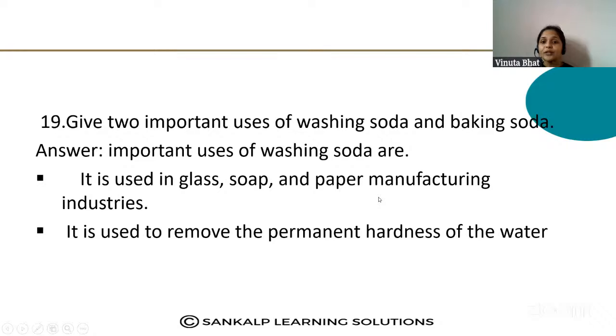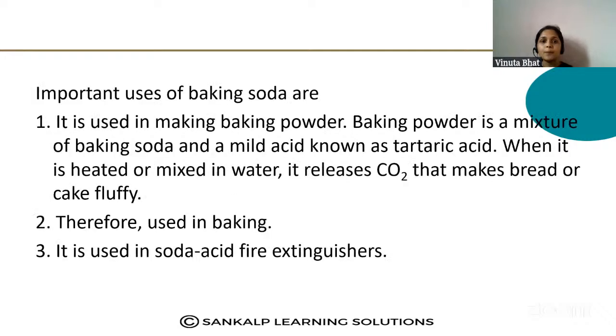Give two important uses of washing soda and baking soda. What are the uses of washing soda and baking soda? Very important question here. Two uses they asked. You can practice all the important uses. Washing soda is used in glass, soap, and paper manufacturing industries, and it is used to remove the permanent hardness of water. That is the use of washing soda.